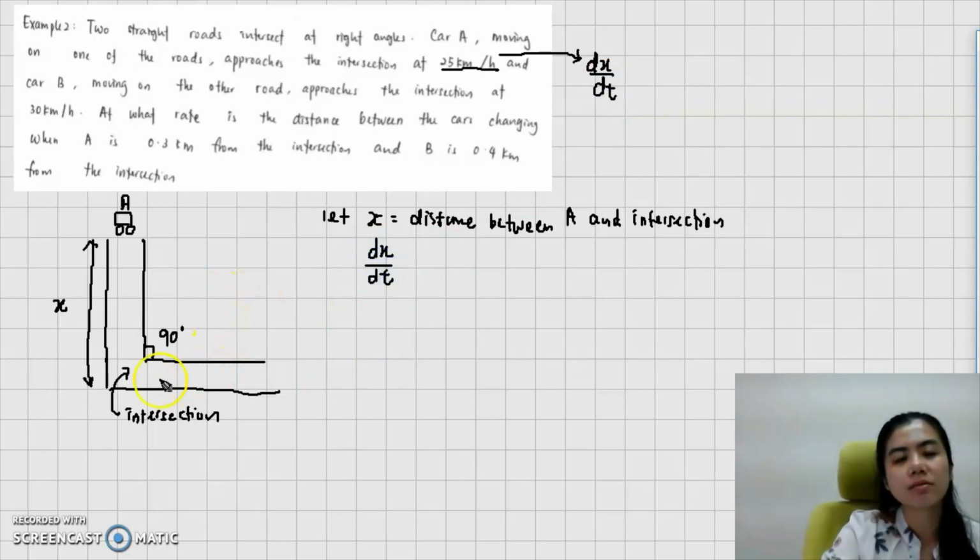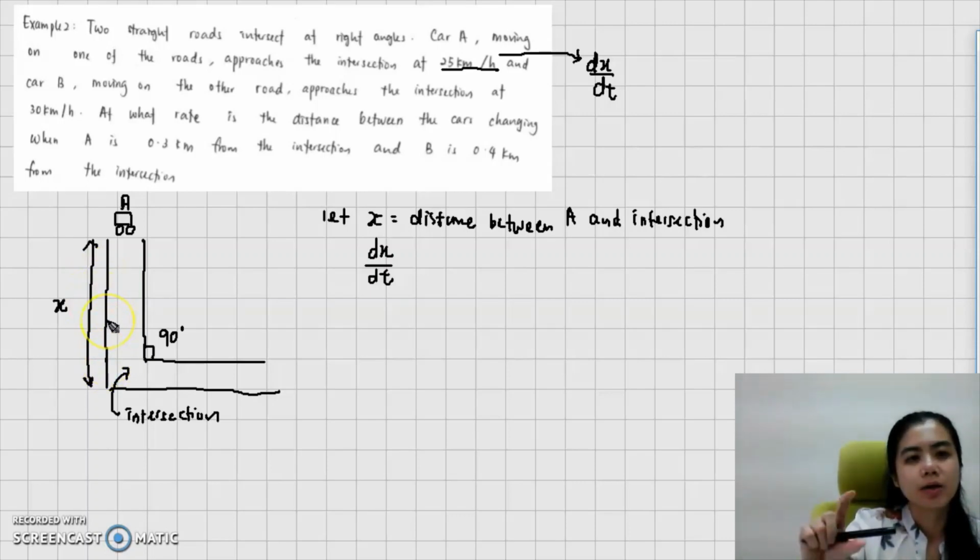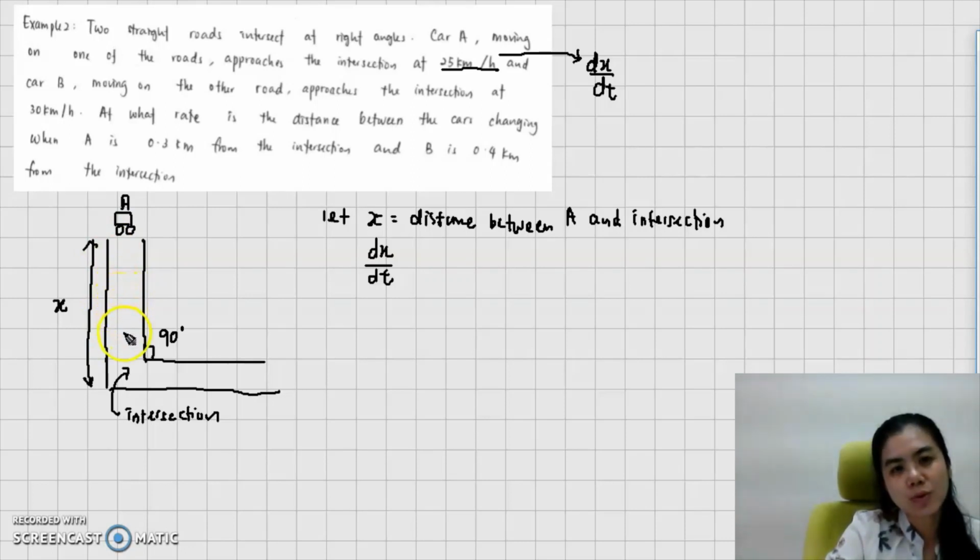That dx/dt is in terms of negative, because when the car approaches the intersection, the distance between the car and the intersection will be narrowed. If the distance becomes narrower and narrower, it is because the car is getting closer to the intersection itself. So it's actually negative, because the distance becomes shorter.